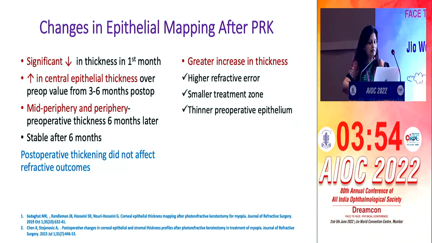After PRK, there's a significant decrease in the first month, and there's increase in the central epithelial thickness over 3 to 6 months' time. It becomes stable at 6 months, and the post-op thickening generally does not affect the refractive outcomes. Important thing is that greater increase in thickness would occur with higher refractive error, smaller treatment zone, and thinner pre-op epithelium.